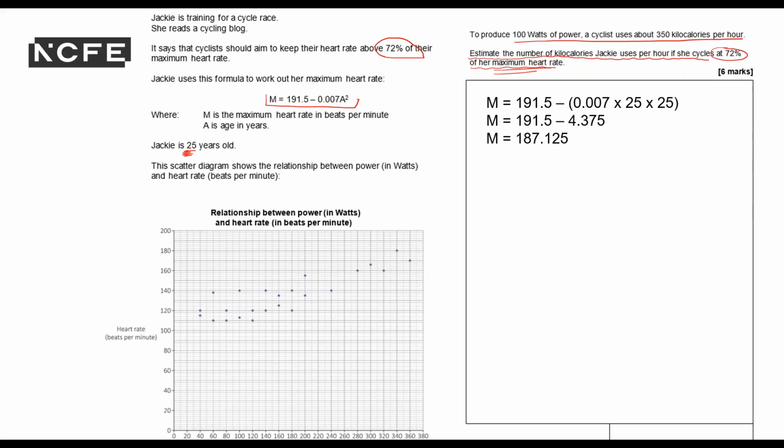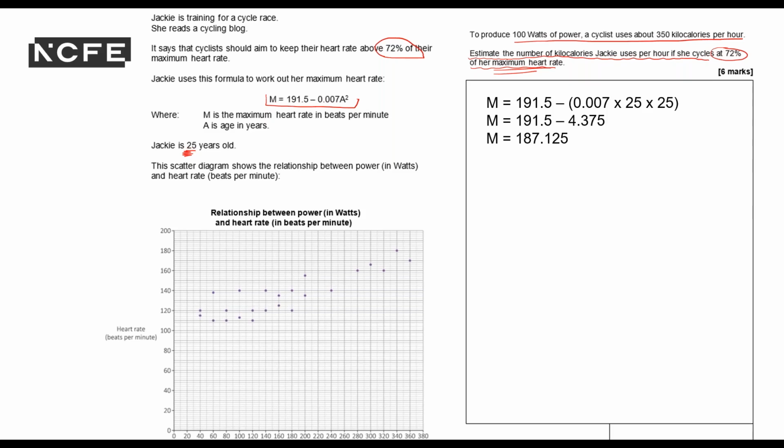No wonder it's got so many marks. There's a lot of things to do. Now, there's lots of ways to find 72% of something. Whatever your preferred way is will be fine. My preferred way is to divide by 100, then multiply by 72.